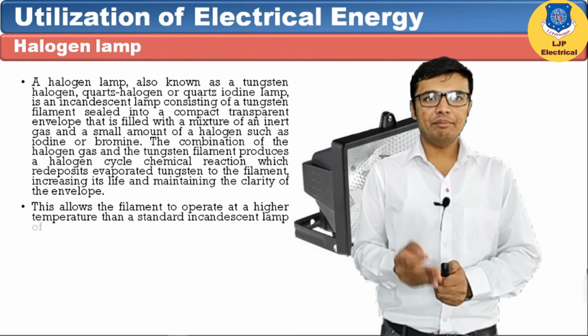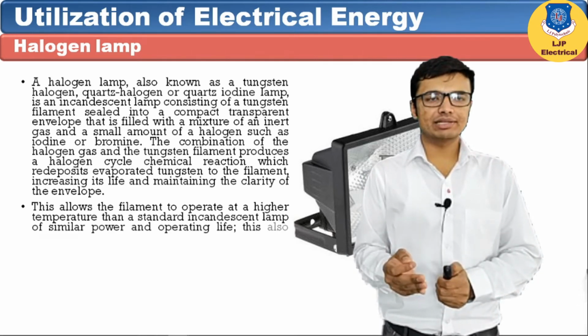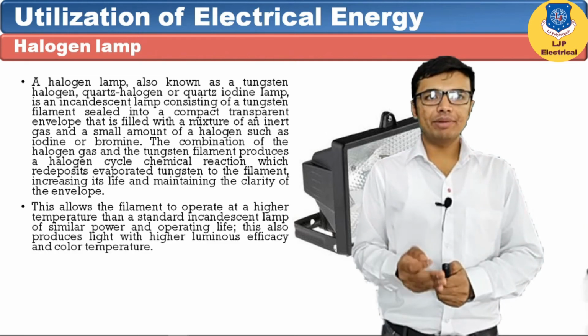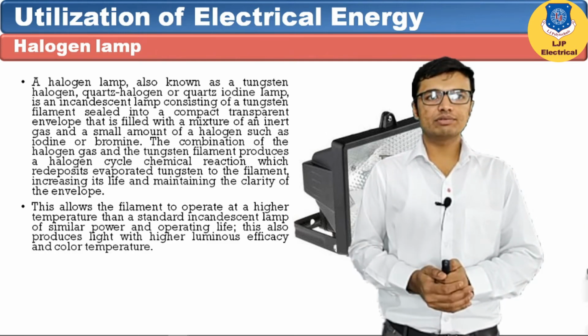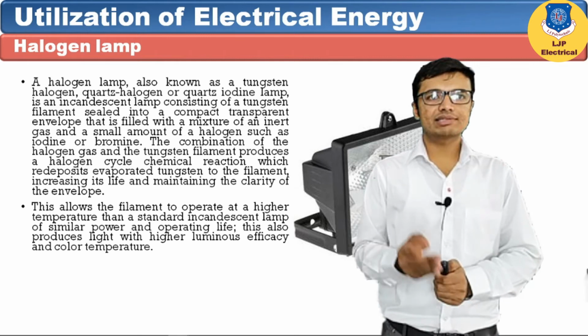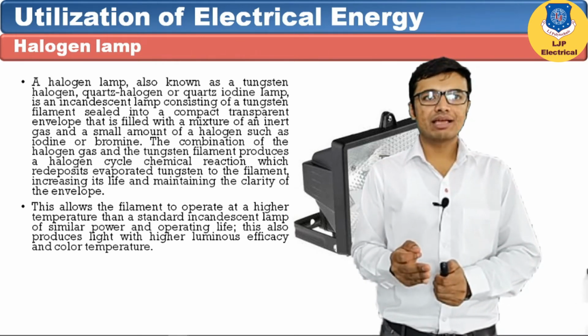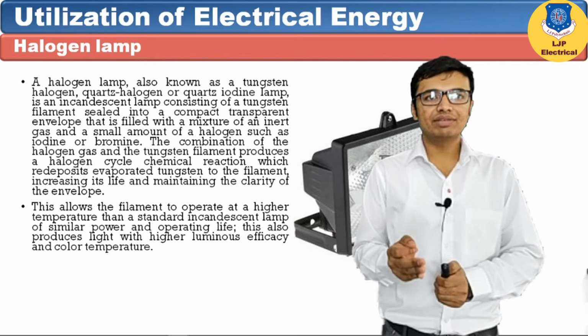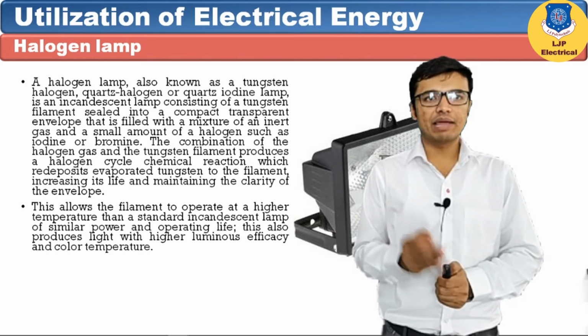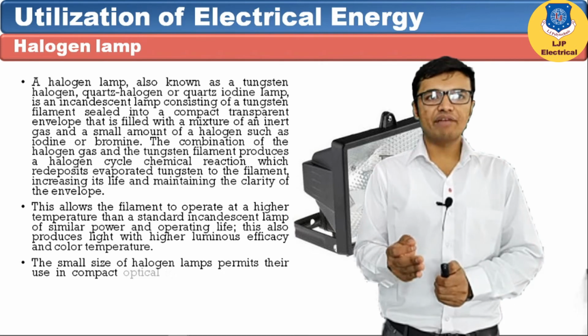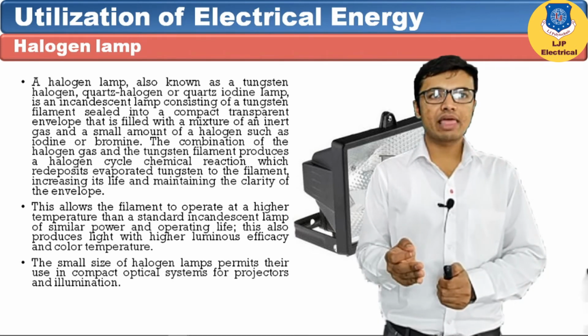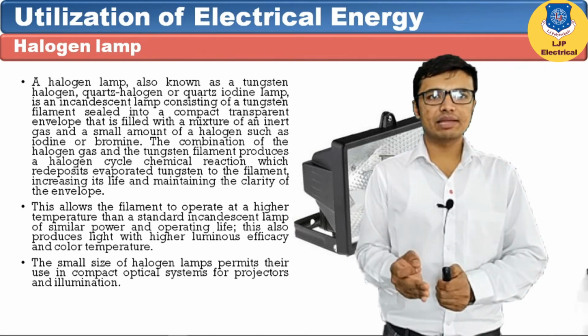This allows the filament to operate at a higher temperature because melting temperature of the tungsten is around 3400 degrees Celsius, than a standard incandescent lamp of a similar power and operating life. This also produces the light with the higher luminous efficacy and color temperature. The small size of halogen lamps permits their use in compact optical systems for projector and illumination.